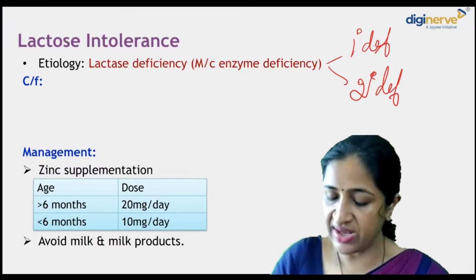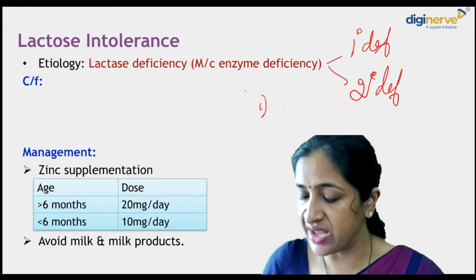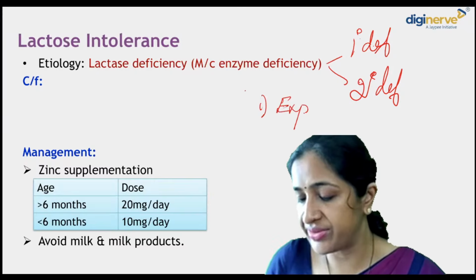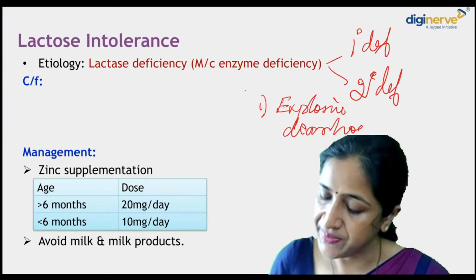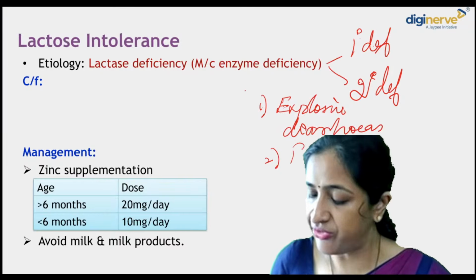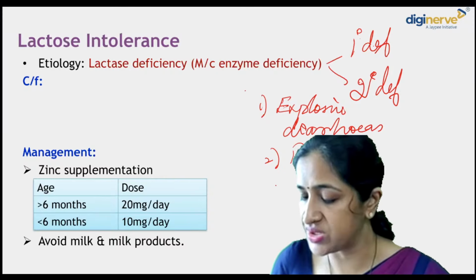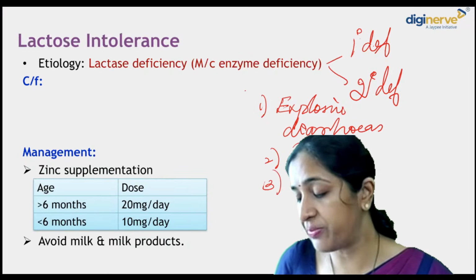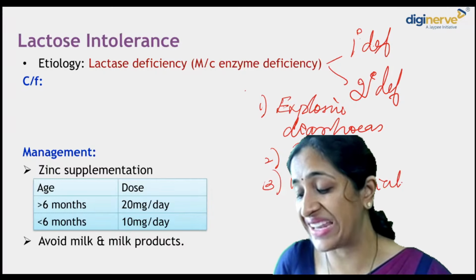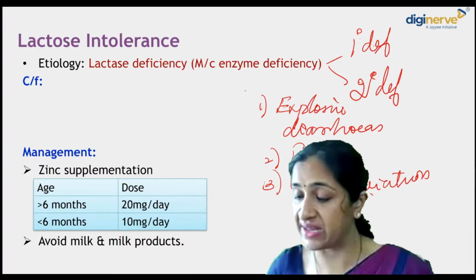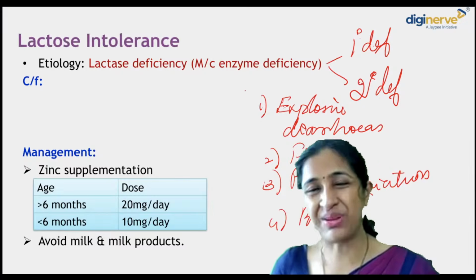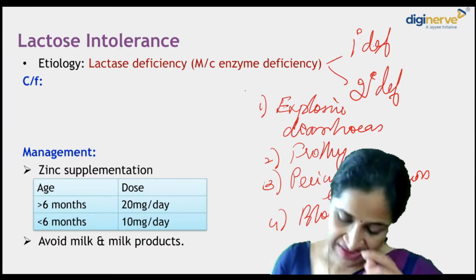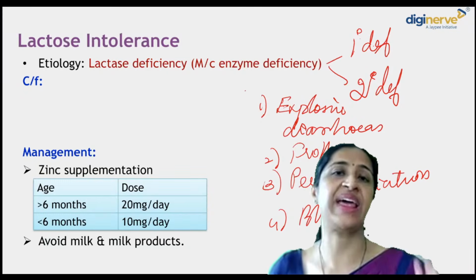What are the clinical features? The clinical features are explosive diarrheas, frothy stools, a lot of perianal excoriation and redness because of the lactic acid burning the perianal skin. You have bloating, pain abdomen, vomiting, all this. Okay. Management is to reduce the lactose in the food.